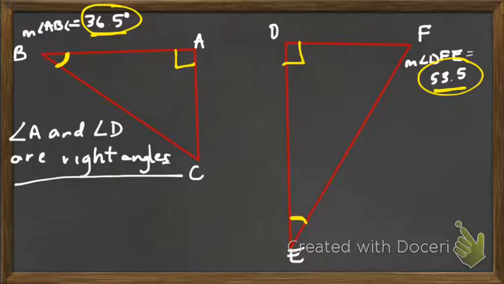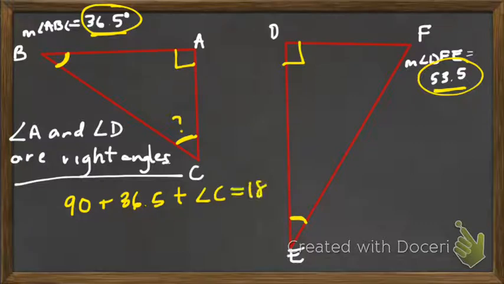But what we can do to check that is we could say, okay, let's see what the other angle is. What is the measure of angle C? Okay, what is this measure? Well, we know that we have 90 plus 36.5, plus X, or angle C, should equal 180, right? Okay, so when you add 90 and 36.5, you get 126.5, plus angle C equals 180.